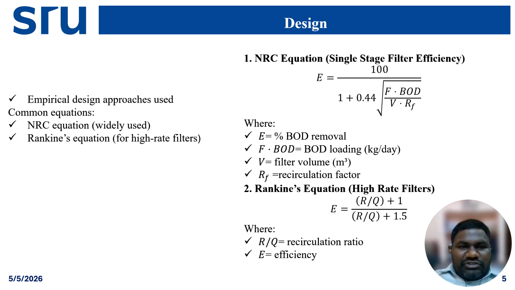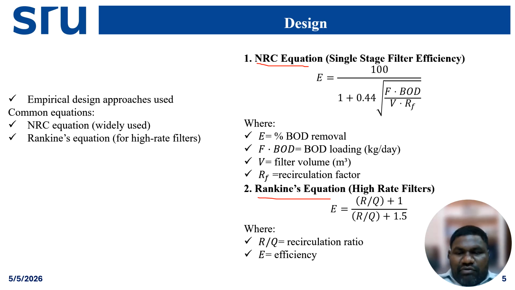So these are the trickling filter design equations to calculate the efficiency of a particular trickling filter. Two equations have been taken from the literature. These are empirical equations: one is the NRC equation, and the second one is the Rankes equation. So how do we calculate the efficiency? These are empirical equations, so we need to strictly follow the units of their parameters.